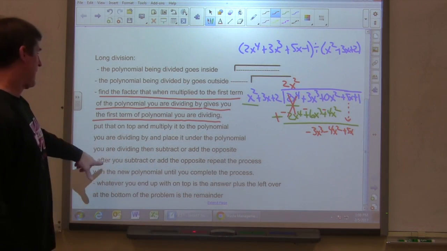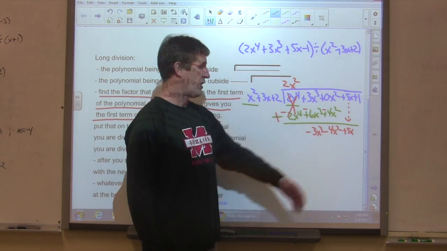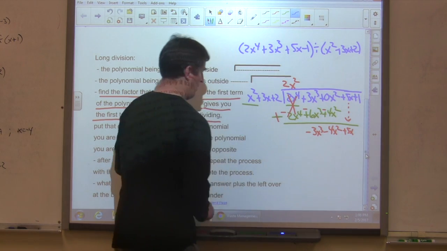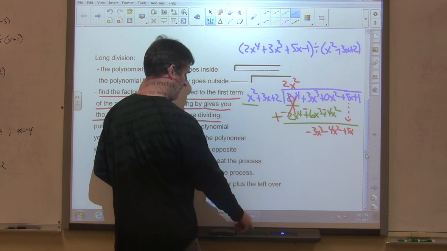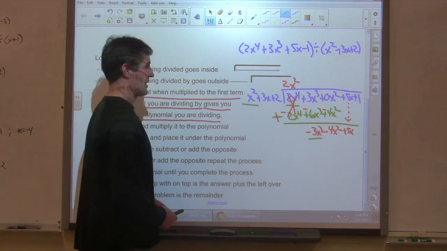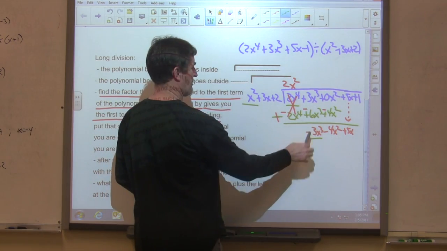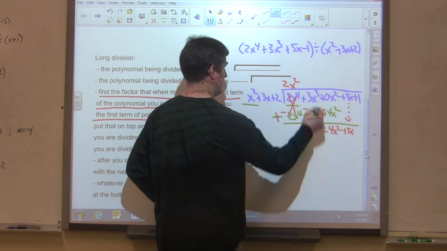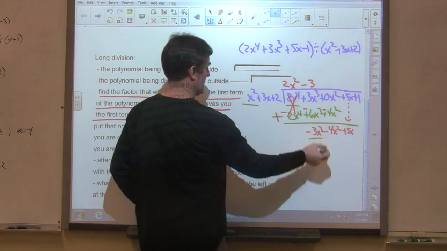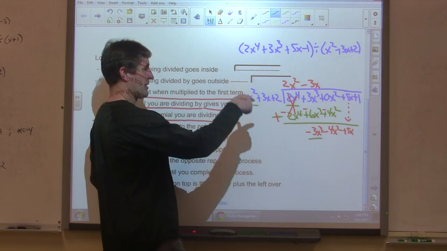So now, after you subtract or add the opposite, you repeat the process with what's left. So I'm going to do the exact same thing over again, but now I'm going to say, what do I have to multiply this x squared by to get to this negative 3x to the third? Well, again, it's a 1, so what do I have to multiply 1 by to get to negative 3? And that would be negative 3. And x squared to get to x cubed would be x. And so now I'm going to repeat the process again.